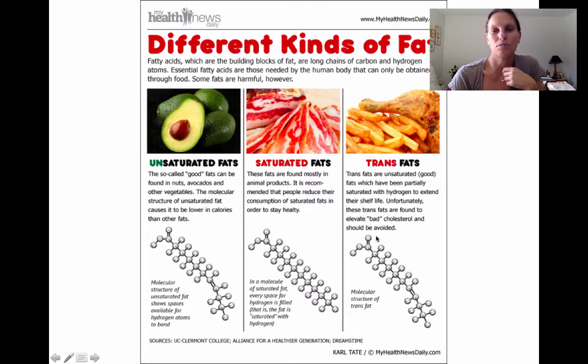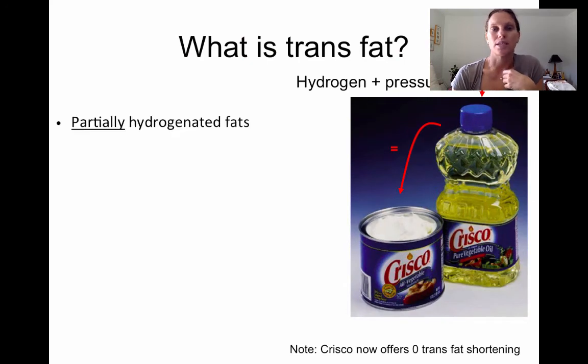The trans fats, these are the ones we want to stay away from. The trans fats have been partially saturated with hydrogen, and they do that in a laboratory. So this is not a naturally occurring fat, right? They add hydrogen to the fat to make it more shelf stable, if you will. And so these seem to be the ones that are implicated in our negative lipid profiles. These are the ones that are associated with high cholesterol and potentially atherosclerosis and heart disease and those kinds of things. So this is trans fat, right?